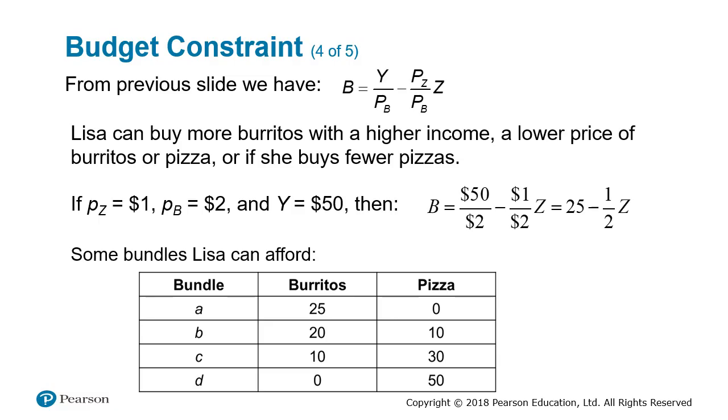So on the basis of that, we can identify some bundles that Lisa could afford. Bundle A, 25 burritos and no pizza. That would use up her whole income because she'd be spending 25 times $2 equals $50, her whole income on burritos, not buying any pizza. Bundle D, spending all $50 on pizza at a price of $1 each and buying no burritos, also uses up her income. Bundles B and C also fit the bill. 20 burritos and 10 pizzas, or 10 burritos and 30 pizzas would also use up her whole budget. We can now graph her budget line.